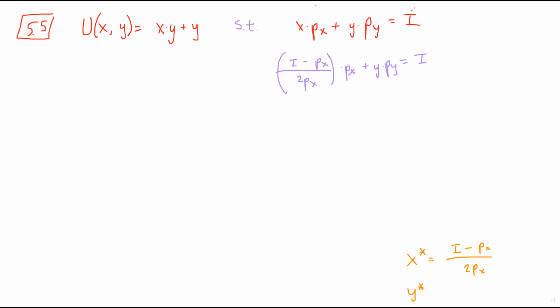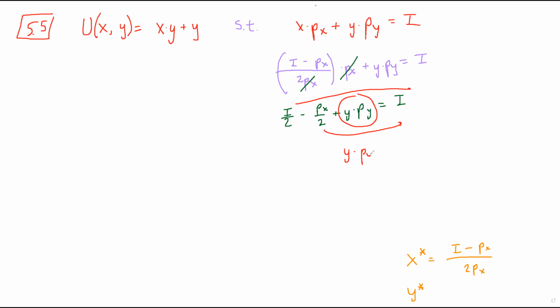One thing I'm going to note here is that I get an immediate cancellation of this px and this px. So I have I over 2 minus px over 2 plus y times py equals I. I'm going to isolate this term by itself by adding the px over 2 and subtracting the I over 2, giving me y times py equals I minus I over 2, which is just I over 2, and then plus px over 2. So I took this I, subtracted I over 2, and that gave me I over 2. I had a negative px over 2, and I added it to the right-hand side. It becomes positive px over 2.